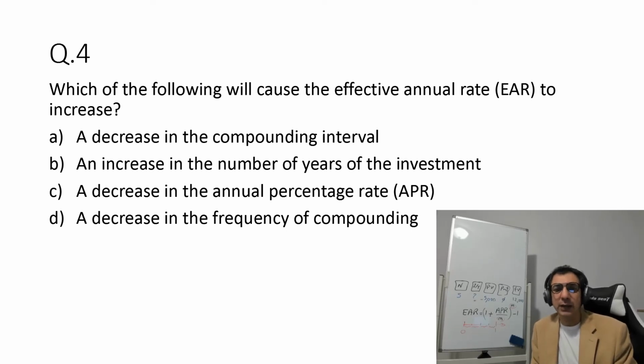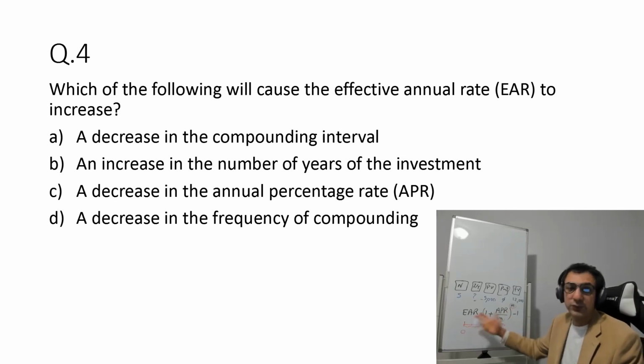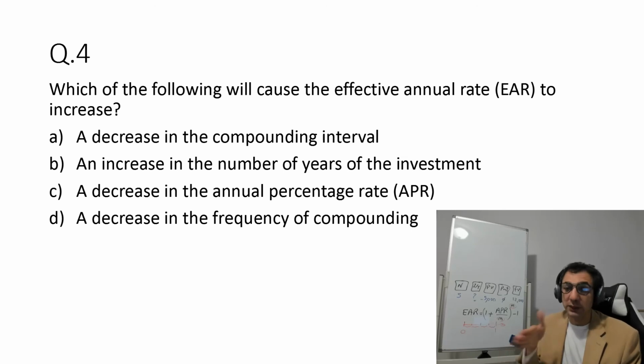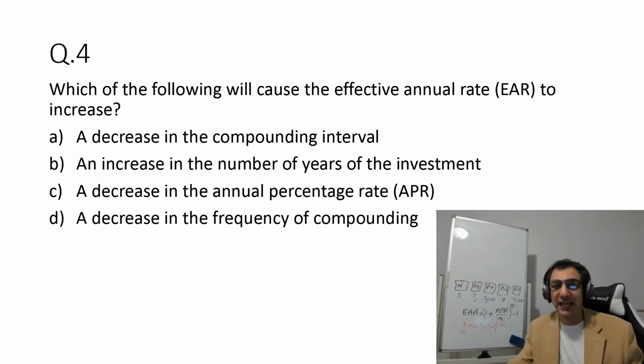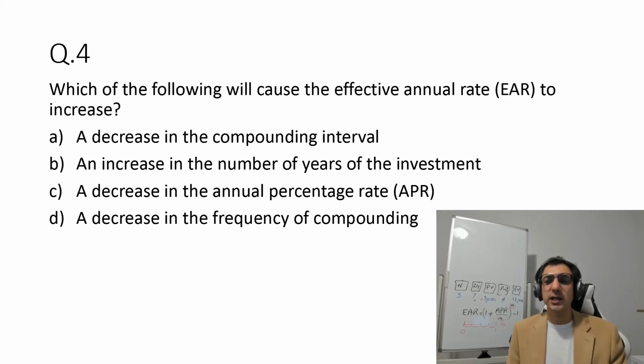C, a decrease in annual percentage rate. For sure, if APR is going down, your EAR also is going down. So C is not the answer. D, a decrease in the frequency of compounding. I already answered that. If the frequency of compounding is going down, the EAR is going down. So the only answer here will be A, a decrease in the compounding interval, which means that you are compounding more often, which means the EAR is going up.